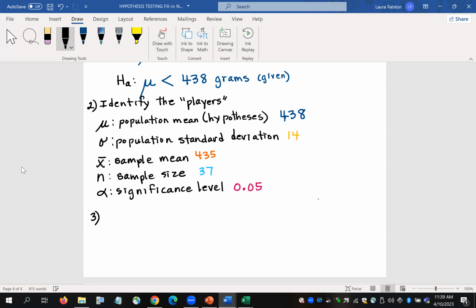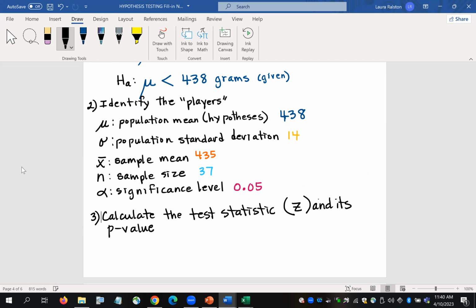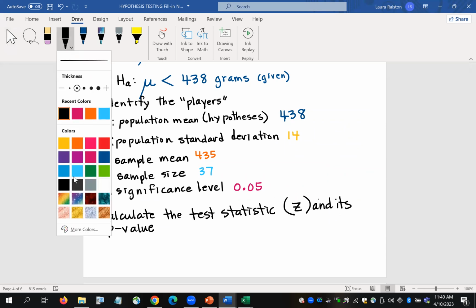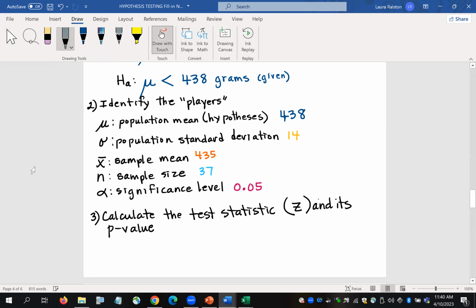Step 3 is we're going to calculate the test statistic, which in this case is going to be a Z, and its p-value. And to do that, we are going to use Minitab.